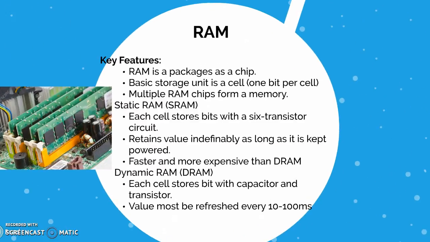The RAM is packaged as a chip. The basic storage unit is a cell, which has 1 byte per cell, and multiple RAM chips form a memory. Static RAM, or SRAM, cells store bits with 6-transistor circuits, retain their value indefinitely as long as they are kept powered, and are faster and more expensive than DRAM memory. Dynamic RAM, or DRAM, has each cell store bits with a capacitor and transistor, and the value is refreshed every 10 to 100 microseconds.